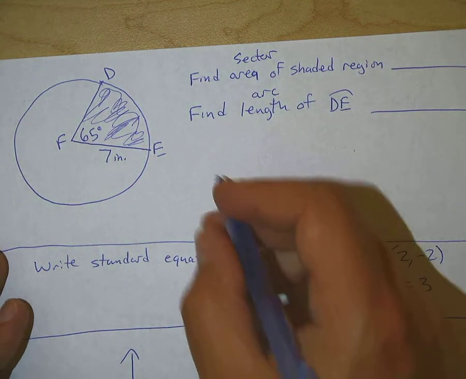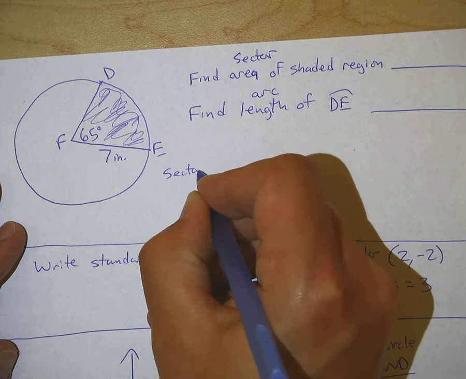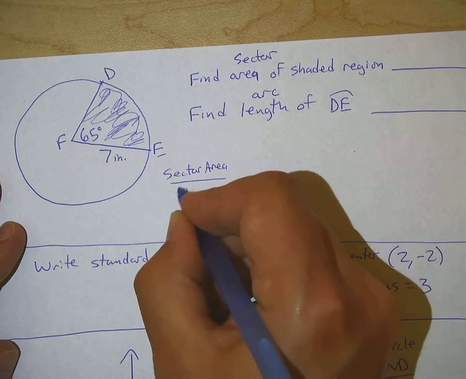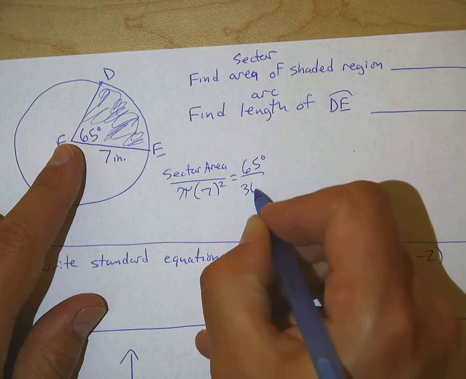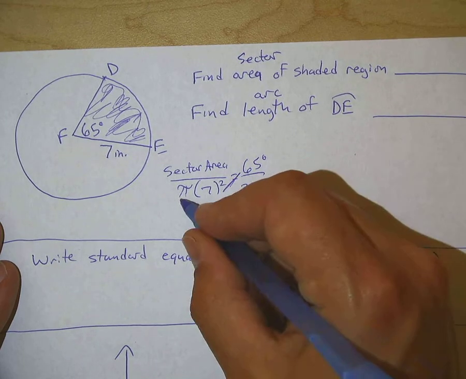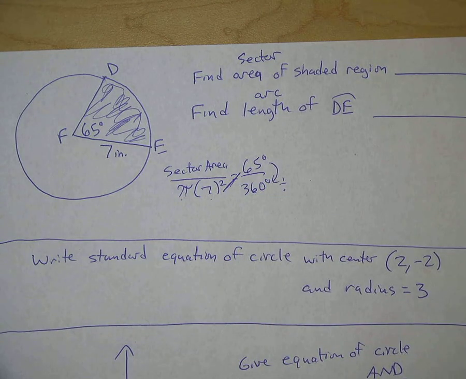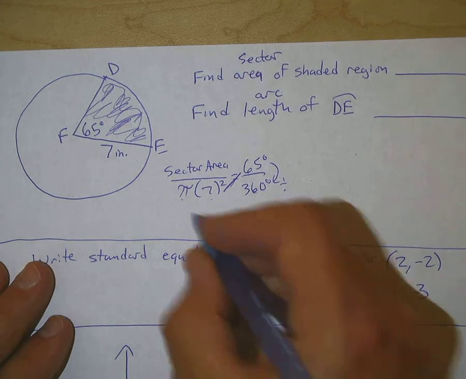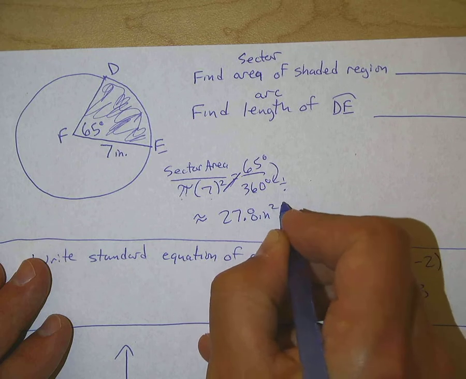So we're going to use, first of all, our sector area formula. So sector area over pi r squared, and our radius is 7, equals the angle measure 65 over 360. What you can do is just cross multiply and divide. So I multiply pi times 7 squared times 65 and then divide it by 360. So let's do that very quickly. And we get the sector area is approximately 27.8 square inches. Again, it's an area, so it's square inches.